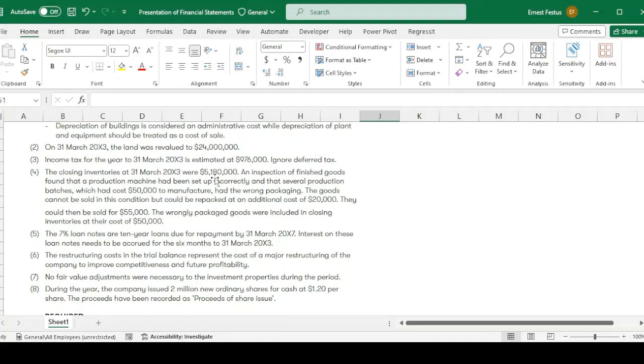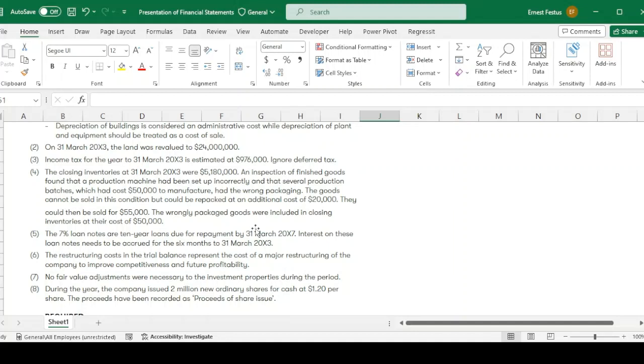The closing inventory as at 31st March was $5,180,000. An inspection of finished goods found that a production machine had been set up incorrectly and that several production batches, which had cost $50,000 to manufacture, had the wrong packaging. The goods cannot be sold in this condition but could be repackaged at an additional cost of $20,000. They could then be sold for $55,000. The wrongly packaged goods were included in closing inventories at their cost of $50,000.